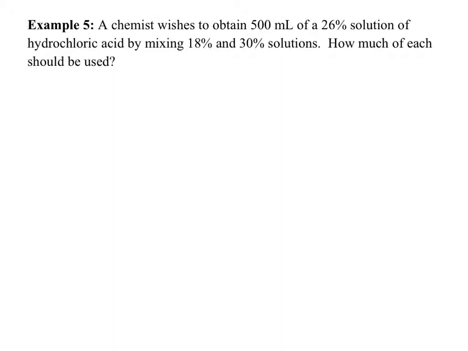Is that obvious, at least to see? I need to put more of the 30% solution than the 18%, so that it skews toward 26%. The question is, how do I figure that out? Am I going to sit there and try it over and over? No, because I can't sit there and test my concentration. I need to know for certain the way I'm doing this.